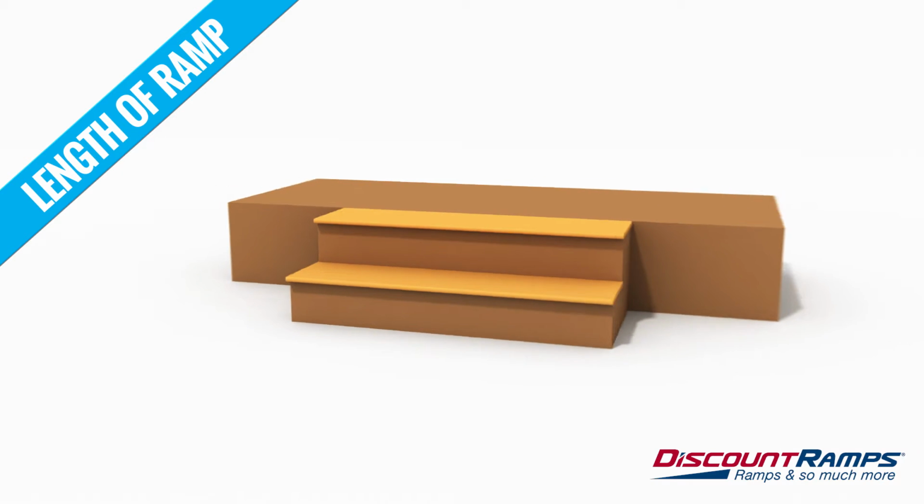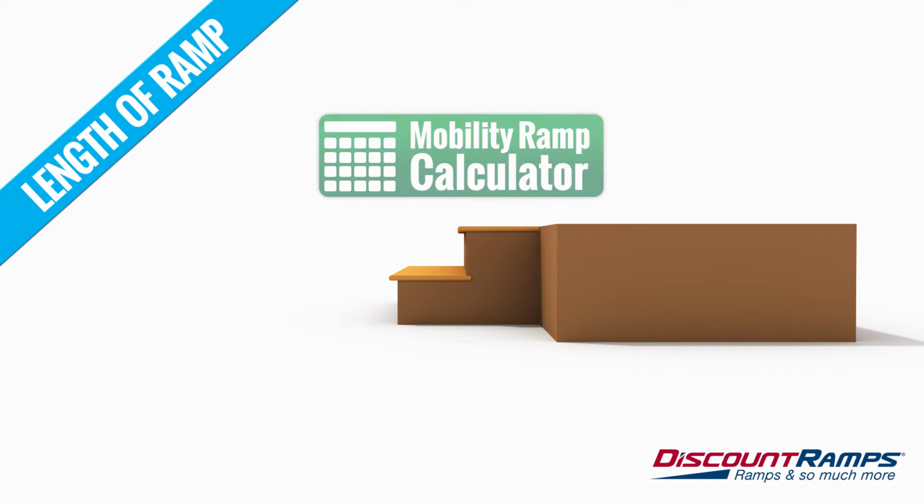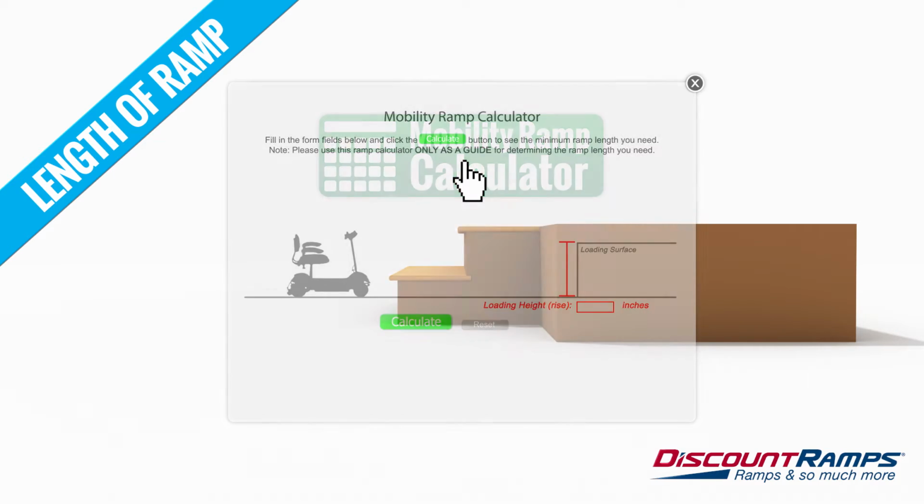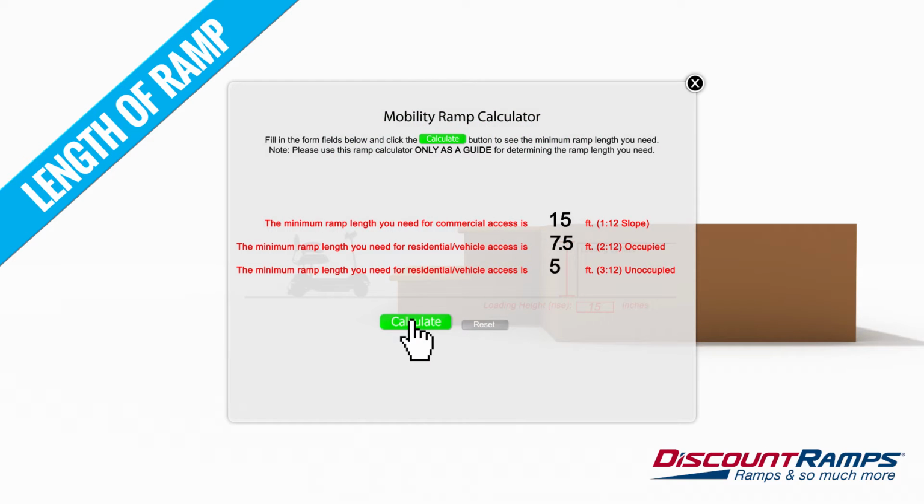Start with finding the height of the rise. The rise is the vertical distance you are traveling. You can then input this number in inches into the mobility ramp calculator found at discountramps.com. This will give you three different numbers.